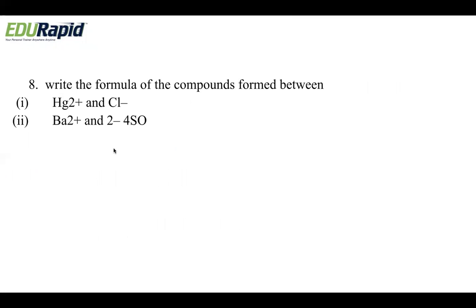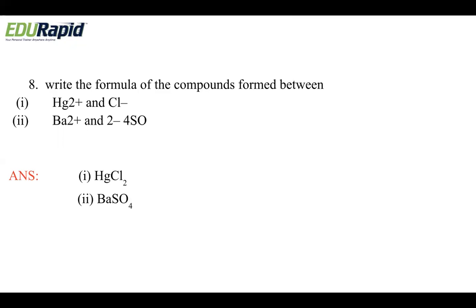Write the formula of the compounds. Write the formula of the compounds formed between. That is Hg2+ and Cl-, Ba2+ and SO4 2-. So here they have given you ions. You have to write the formula of the compounds formed between them.